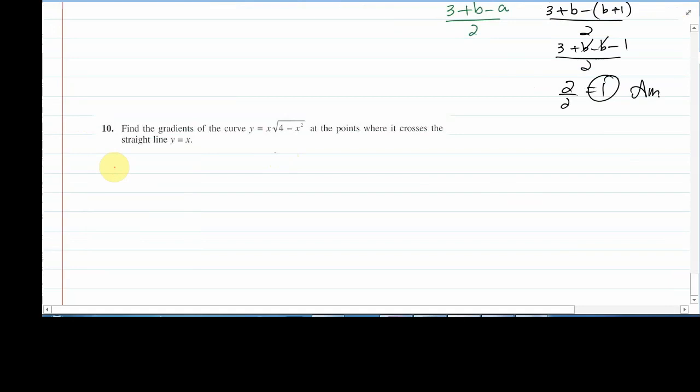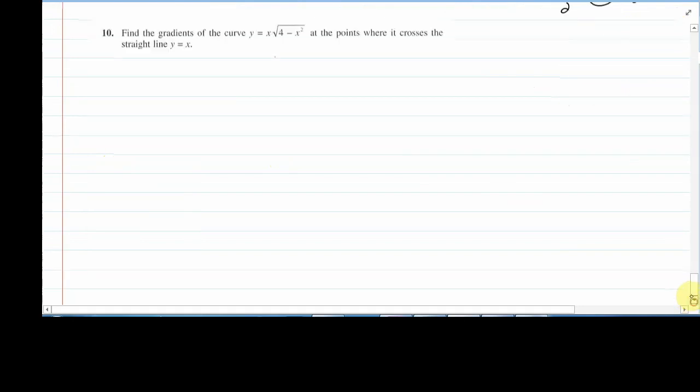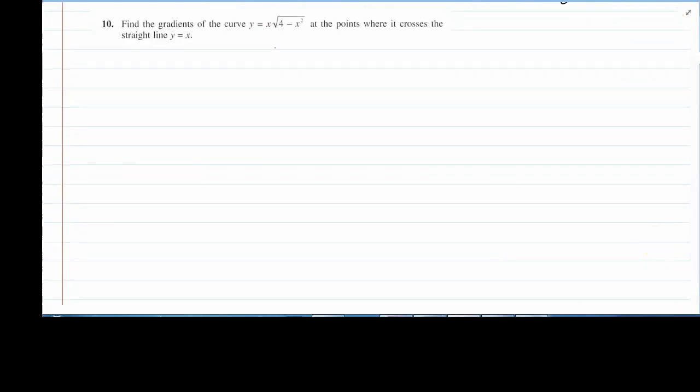All right, find the gradient of the curve y equals x under root 4 minus x square. Question number 10: find the gradient of the curve y equals x under root 4 minus x square at the point where it crosses the straight line y equals x. So we have a function y equals x under root 4 minus x square.